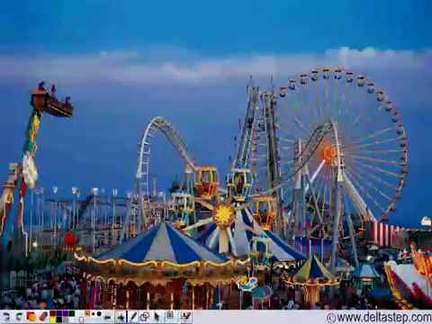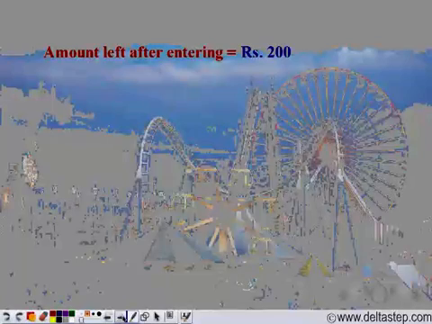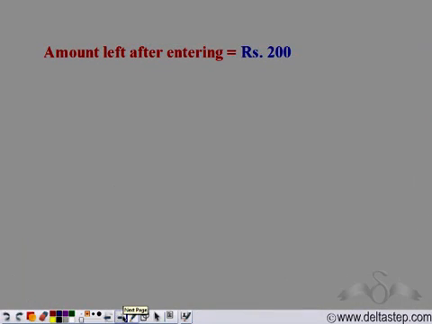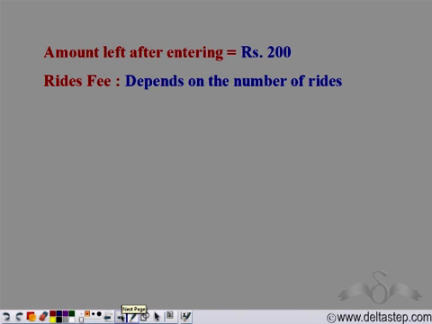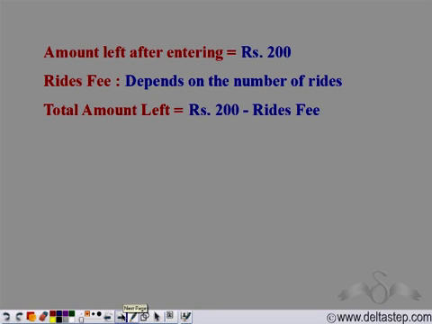You visit the amusement park. After you have entered the amusement park, you have rupees 200 left with you in your pocket. Again, as before, there is a rides fee depending upon the number of rides. So if I ask you, how much amount will be left with you after you exit the park? It will be rupees 200 minus the amount you spend on rides. So 200 minus rides fee.